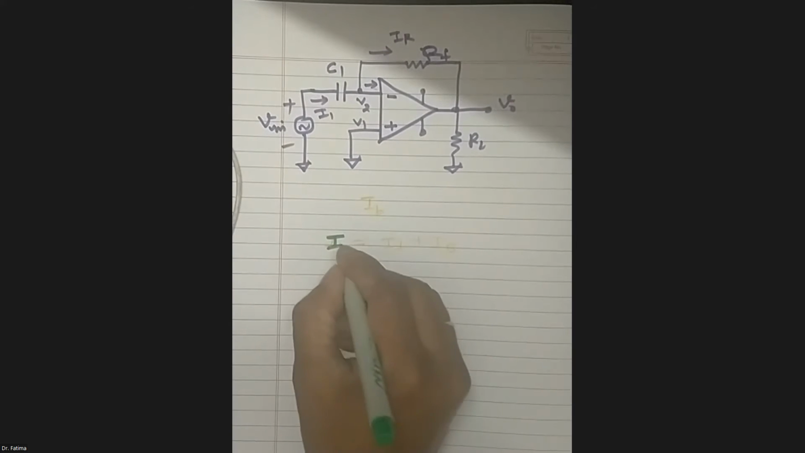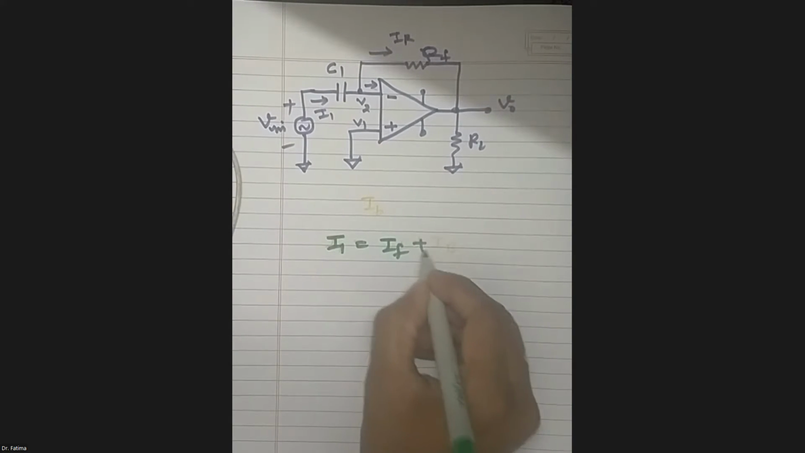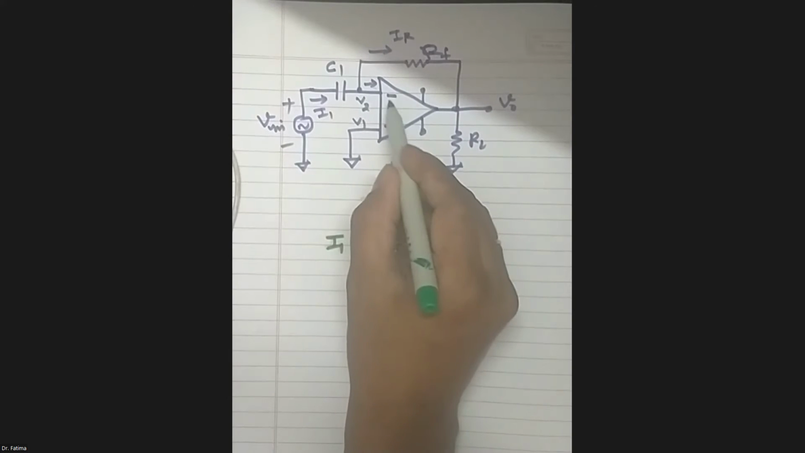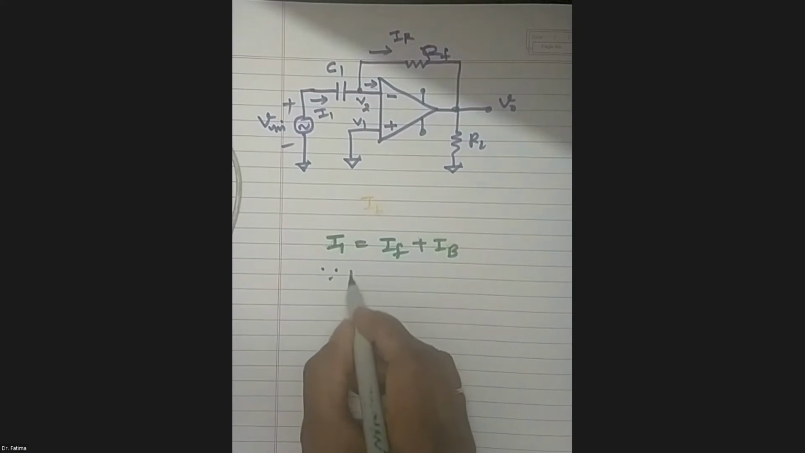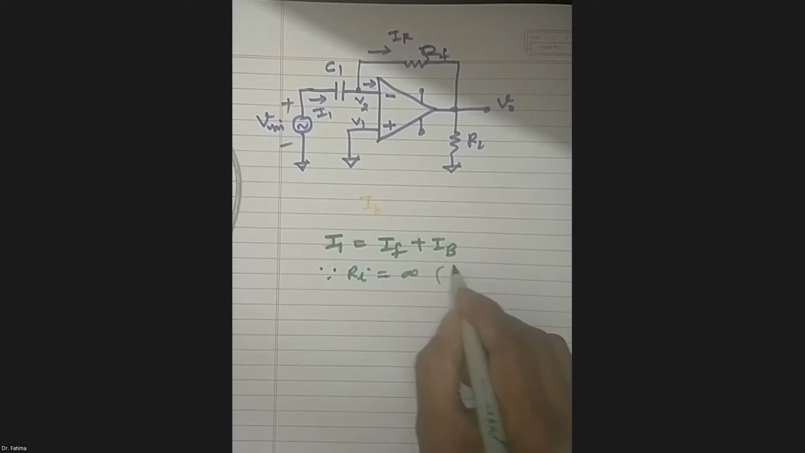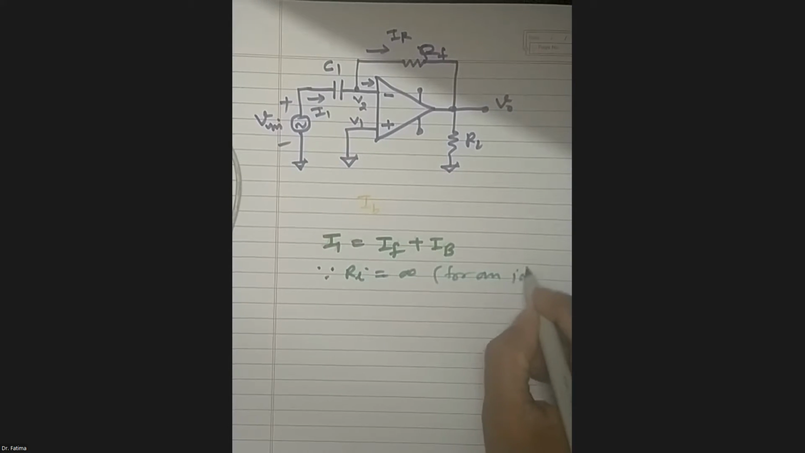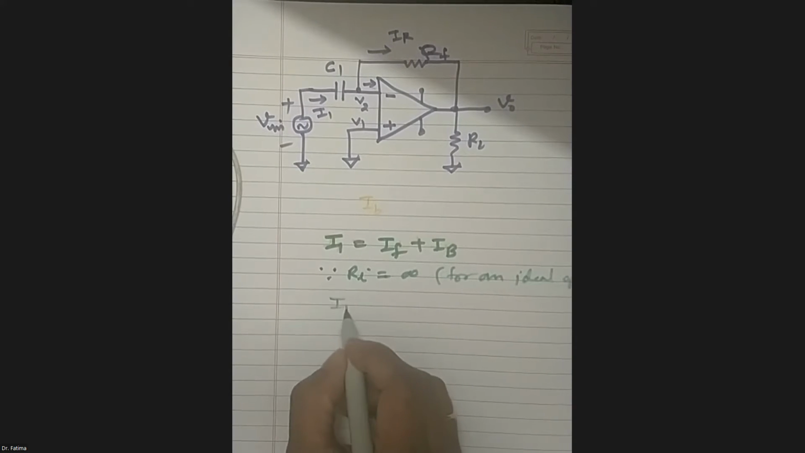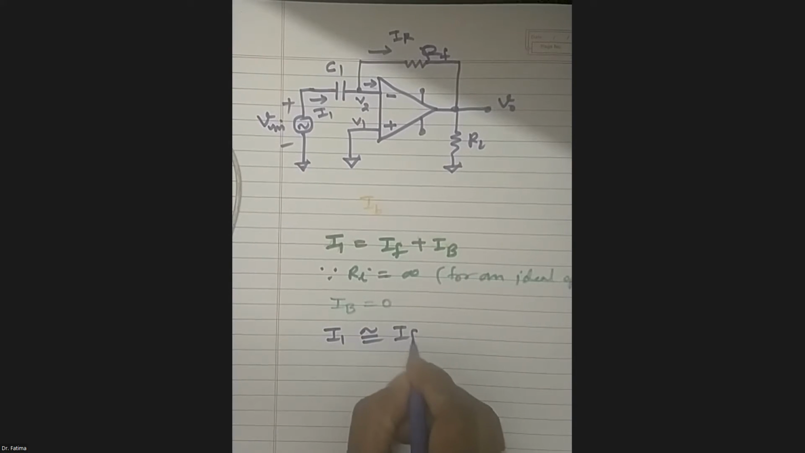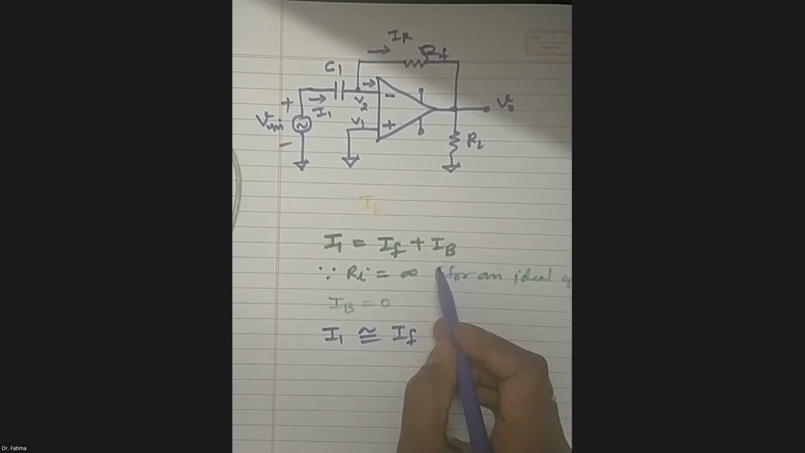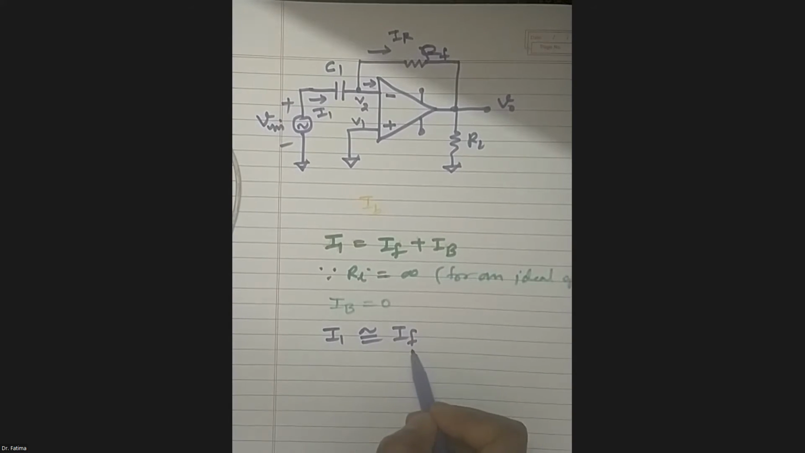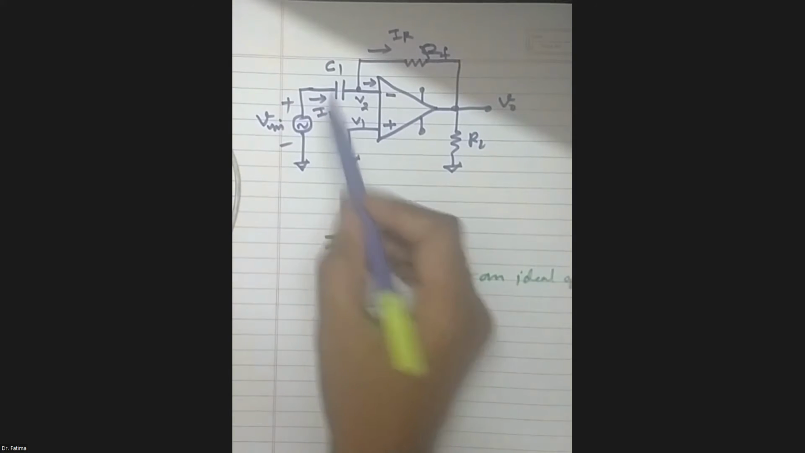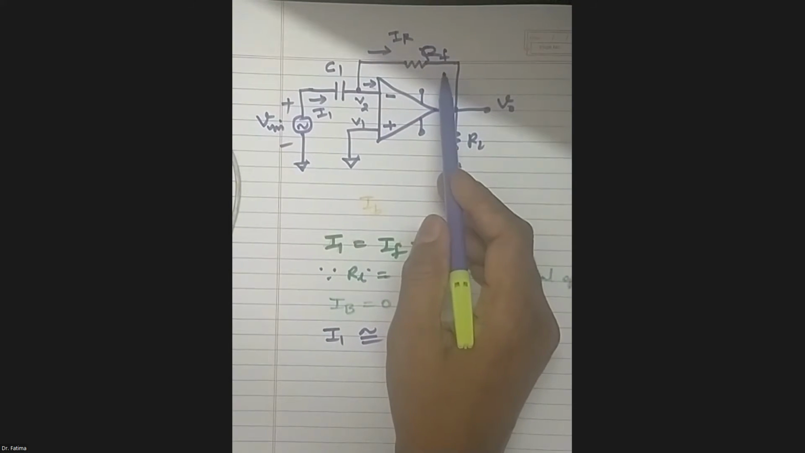So I1 is equal to IF plus IB. IB is the current flowing through the operational amplifier. But since the input resistance of an ideal operational amplifier is infinite, IB is taken equal to 0. So I1 becomes approximately equal to IF by putting IB equal to 0. This is negligible. So I1 is equal to IF, where I1 is the current flowing through the capacitor C1 and IF is the current flowing through the resistance RF.